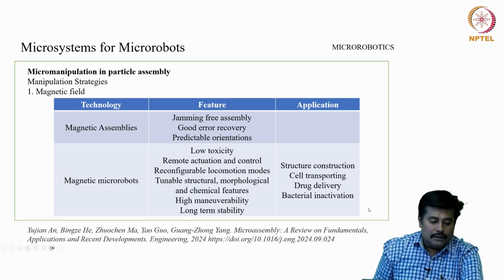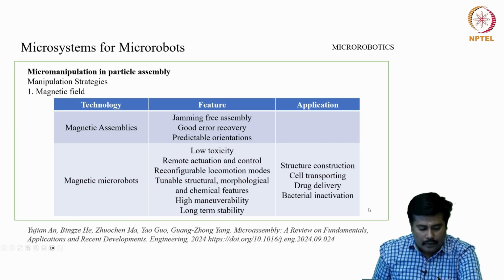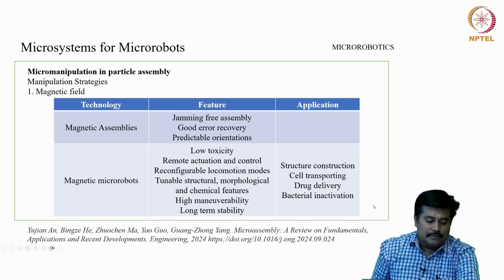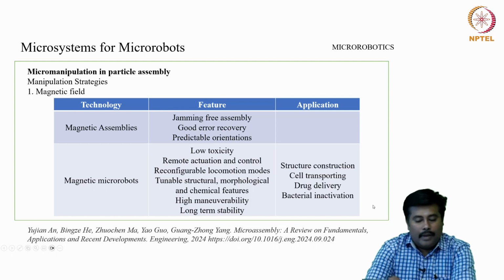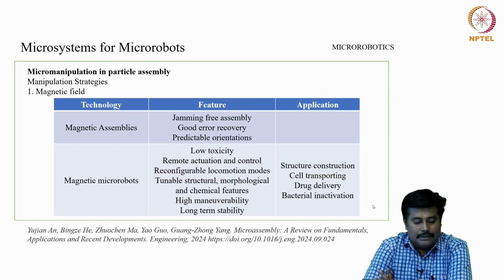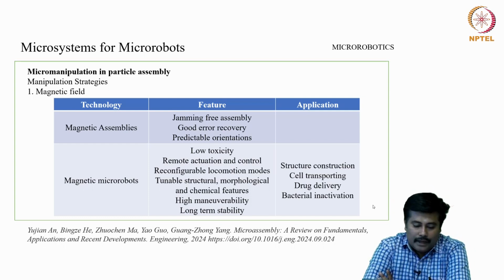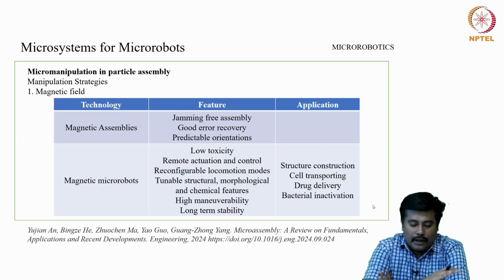Now, if we closely observe the other magnetic-based systems, there is a kind of magnetic assembly which is basically a jamming-free assembly, has good error recovery, and has a predictable orientation.